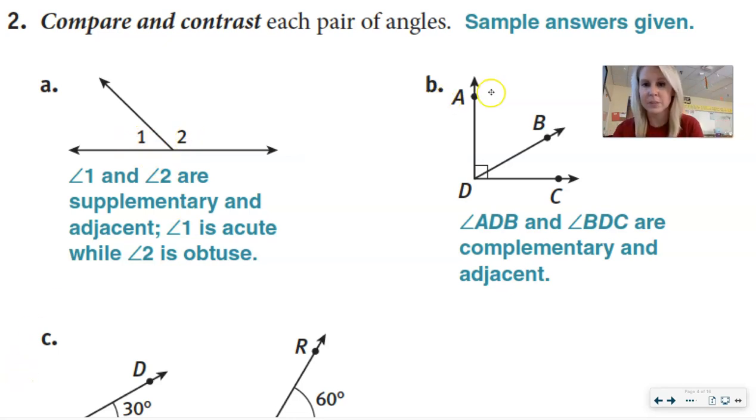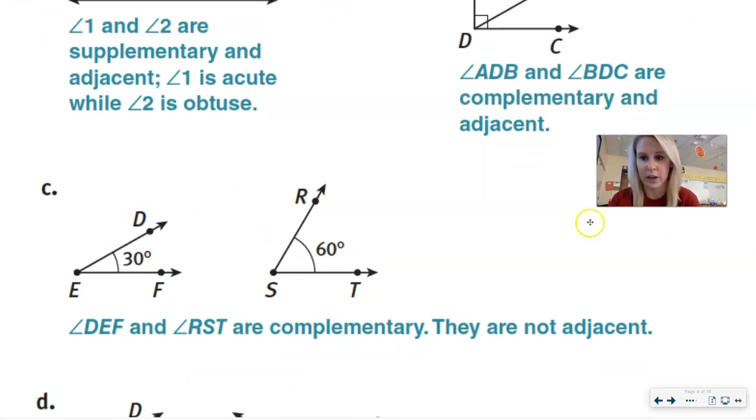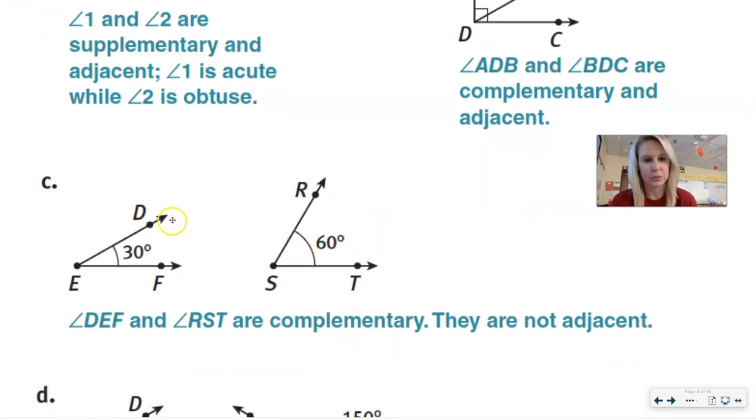On part B, I have my top angle, which would be ADB, and then the bottom angle, which is BDC. They're going to be complementary, which means that they add up to 90, hence this box over here, and they're also adjacent. So that's kind of what they have in common. Again, lots of different answers for that one. These are just a few examples.